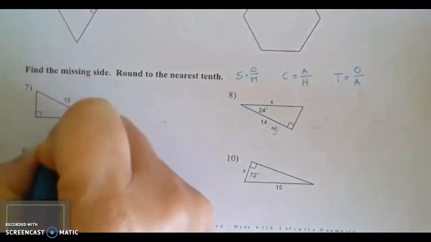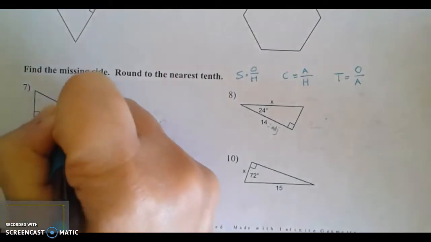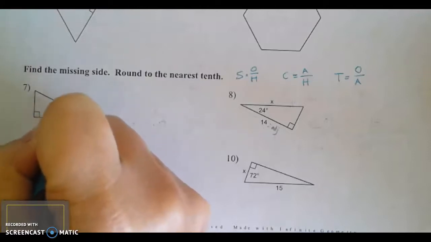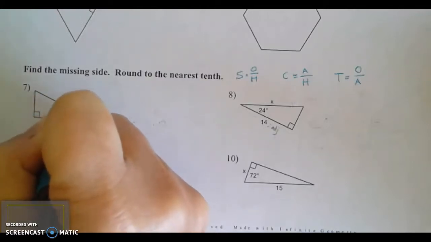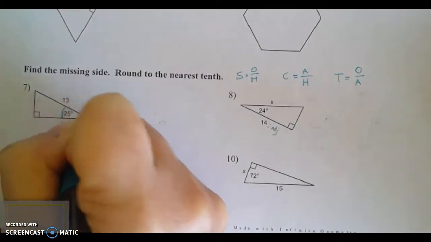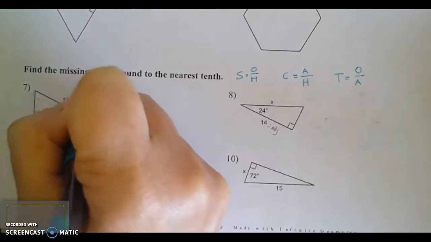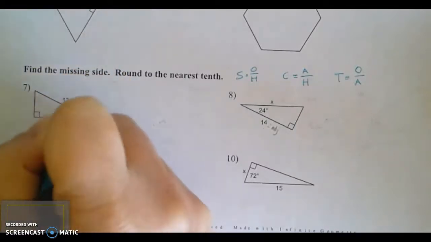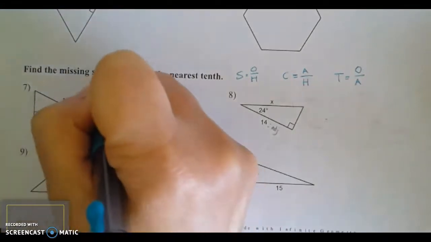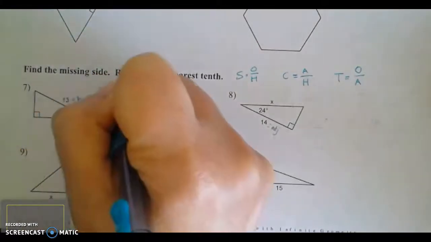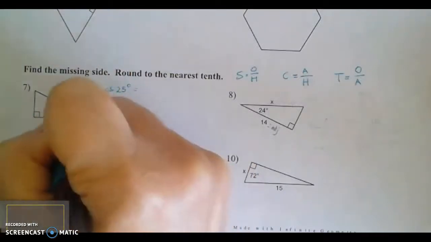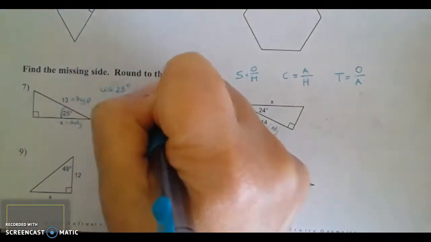Okay, so what are the sides we are given relative to this 25 degrees angle that we're dealing with? This is a leg, the adjacent leg, and this is the hypotenuse leg, because this is across from the right angle. So which is the trig ratio that deals with adjacent and hypotenuse? That's cosine. So cosine of 25 degrees is equal to adjacent over hypotenuse, so that's x over 13.